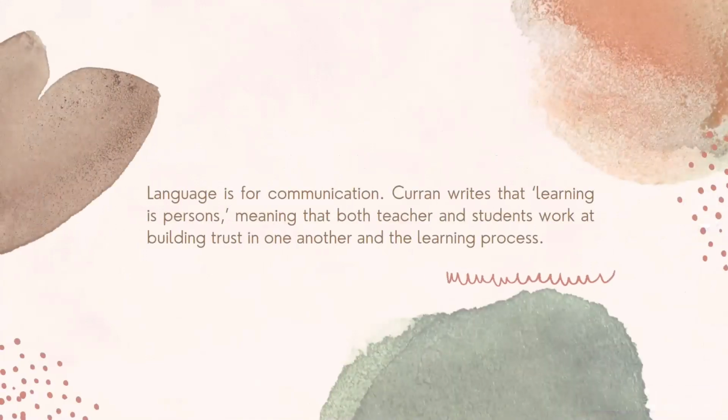Language is for communication. Curran writes that learning is persons, meaning that both teacher and students work at building trust in one another and the learning process. At the beginning of the process, the focus is on sharing and belonging between persons through the language tasks. Then the focus shifts more to the target language, which becomes the group's individual and shared identity. Curran also believes that in this kind of supportive learning process, language becomes the means for developing creative and critical thinking. Culture is an integral part of language learning.